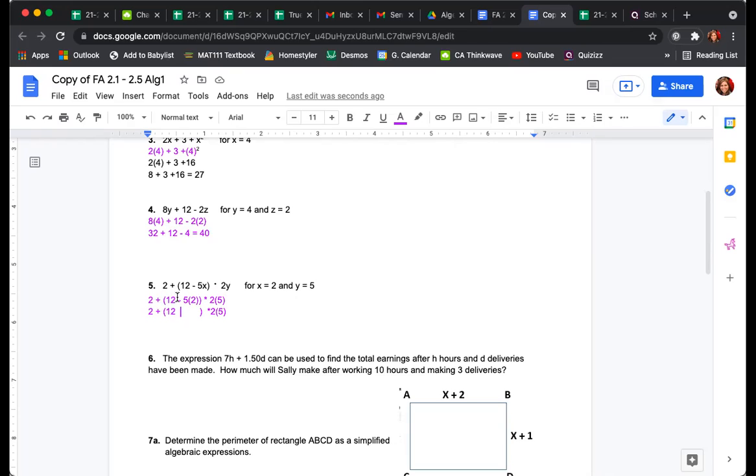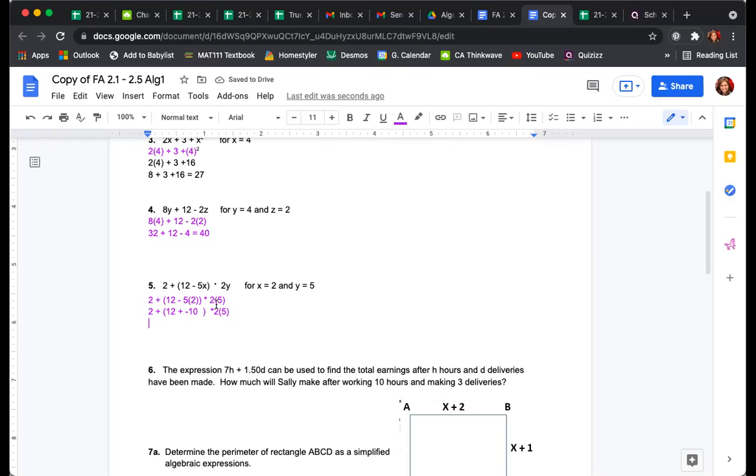Well, I've got 12 minus 5 times 2. Well, now we're back to order of operations. Which comes first, multiplication or subtraction? Multiplication comes first. So, okay, you can do this two different ways. You can either say this is minus 5 times 2, which is 10. Or you can say negative 5 times 2, which is negative 10. The same thing, you'll either have minus 10 or you'll have plus negative 10. Those are the same thing. They will lead you to the same answer.